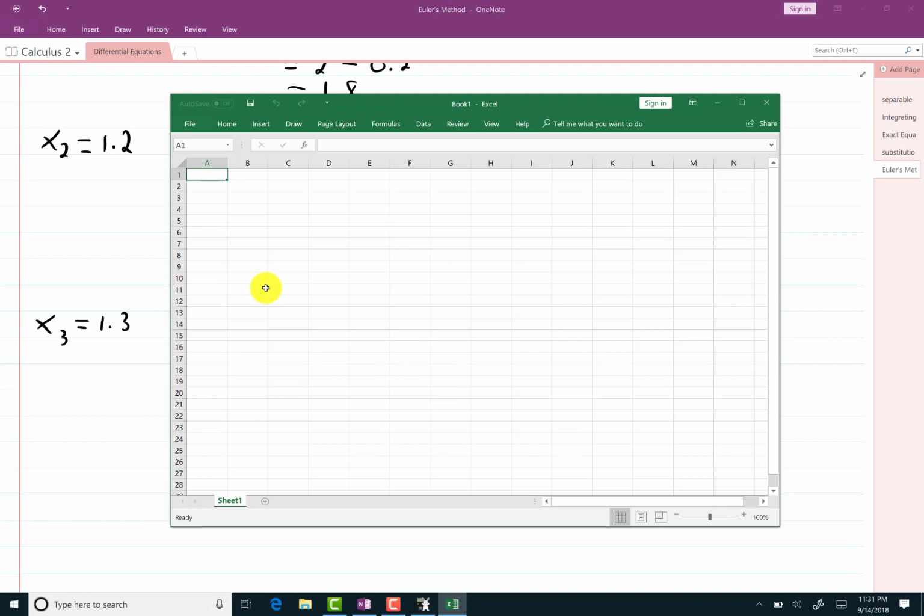All right, in column A, I'm going to let that stand for my n values. In column B, I'm going to let these be my x sub n, and then in column C, I'm going to do y sub n. Let me make this full screen so maybe you can see this better.